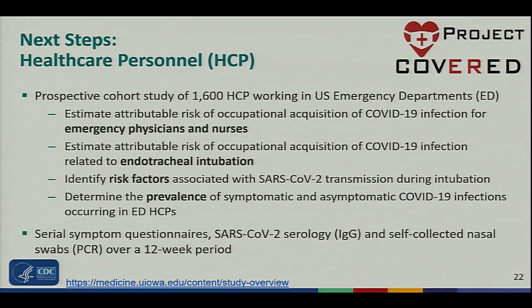For each of these at-risk populations, I want to highlight next steps and ongoing research to learn more. As data are available for each of these projects, we'll plan on sharing results with ACIP to inform future policy decisions. There are several projects ongoing related to healthcare personnel. The first is Project COVERED, which is a prospective cohort study of healthcare personnel in U.S. emergency departments. The objectives are listed here, including estimating the attributable risk of occupational acquisition and risk factors for transmission. They'll collect serial symptom questionnaires, serology, and PCR over a 12-week period.